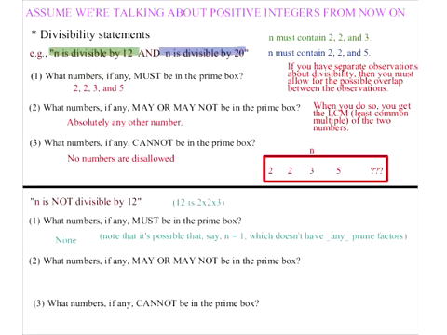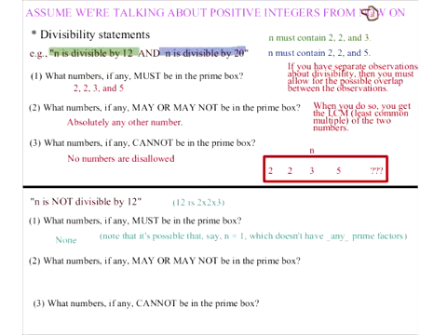Okay. If n is not divisible by 12, we're going to assume that we're talking about positive integers, so we're not going to deal with the case of 0. You would treat 0 as divisible by 12, actually. 0 is divisible by anything, but the GMAT is probably not going to test you on that.